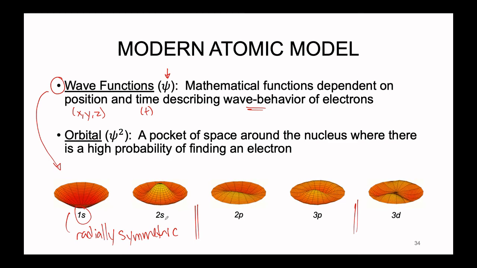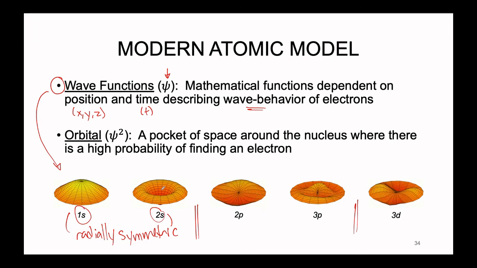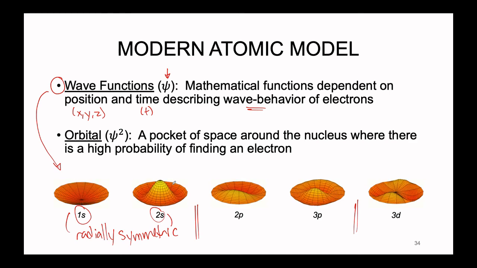Again, in our 2s, we are also radially symmetric. It's just instead of everything moving up and down at once, the center, it seems as though, is moving up and down in opposition to how the outer ring is moving up and down. So we have greater modes of fluctuation.